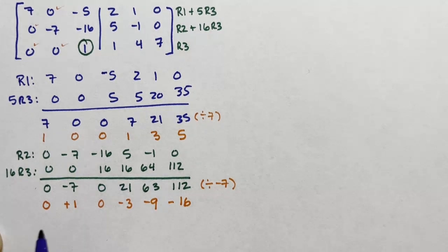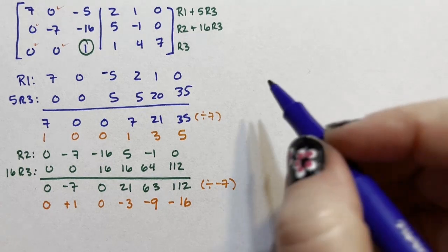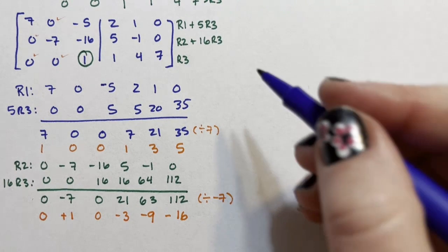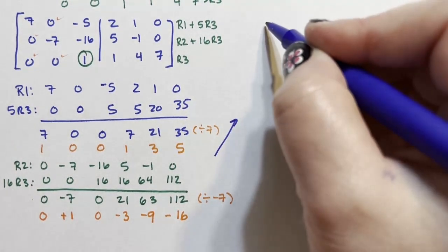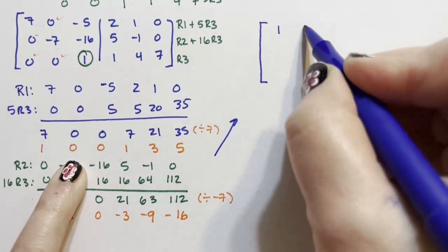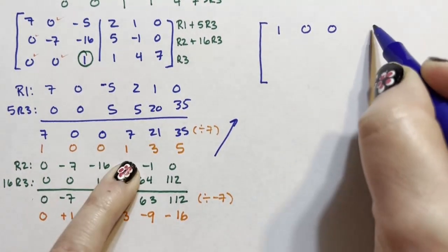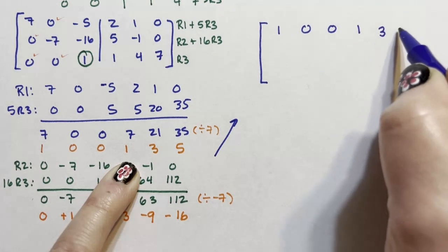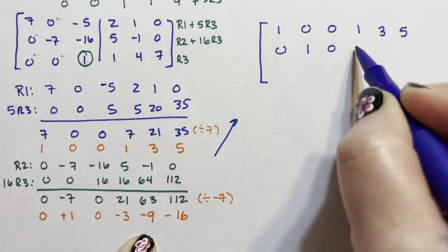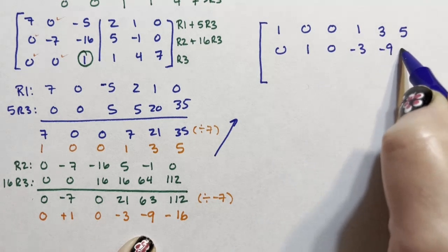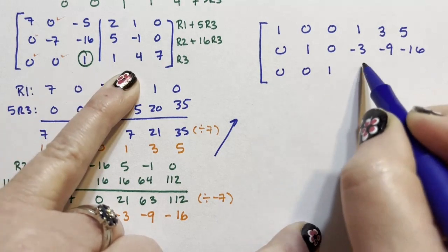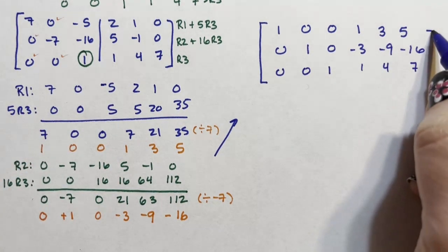So our first row, let's write all this over here. Our first row is 1, 0, 0, 1, 3, 5. Our second row is 0, 1, 0, -3, -9, -16. And our last row is 0, 0, 1, 1, 4, 7.